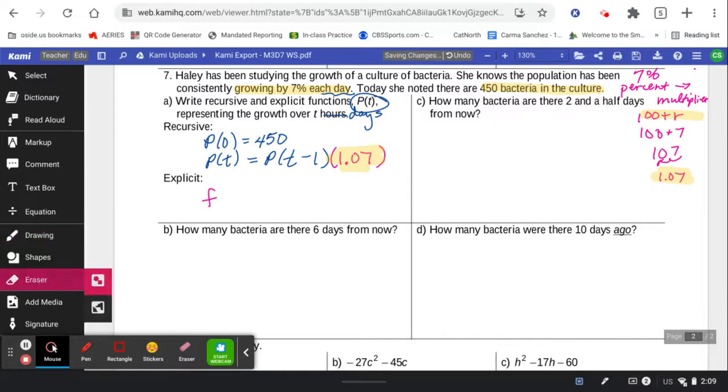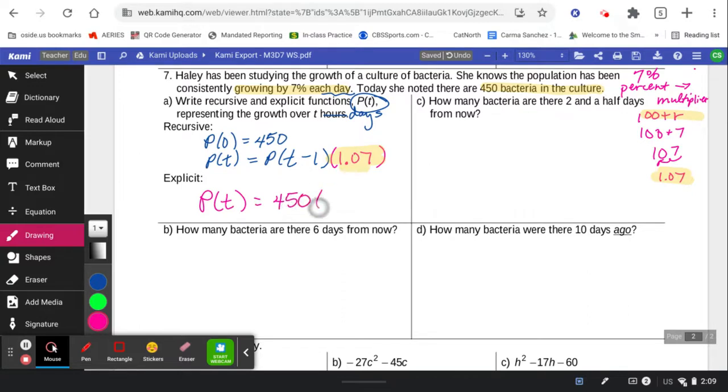Okay, here comes my explicit. P of T equals, begins with 450 bacteria times our multiplier of 1.07 each time to the power of T, because it's T minus 0, not a T minus 1. And by the way, this thing I'm writing is a little lowercase italicized t. If you want to make your T a little bit more straight, that's fine. Now we're just plugging into this formula. You need a big calculator. It says, what about in 2.5 days? So P of 2.5 is equal to 450 times 1.07 to the power of 2.5.